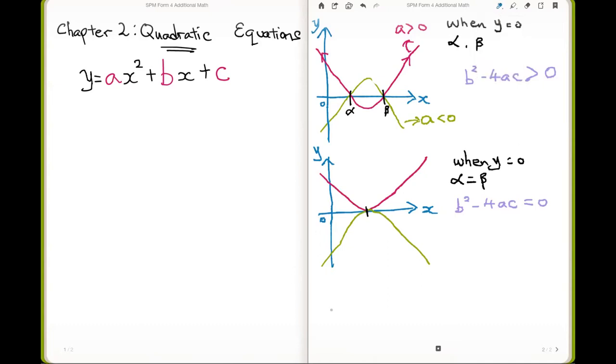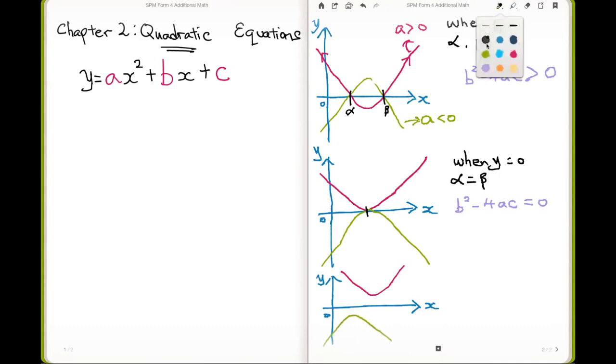And in a very rare case for SPM, the final case, where we have positive y, this is 0, this is my x, the graph doesn't touch or intercept the x-axis, either this or this. Meaning when y equals 0, it has no roots. No roots means there's no alpha, no beta.